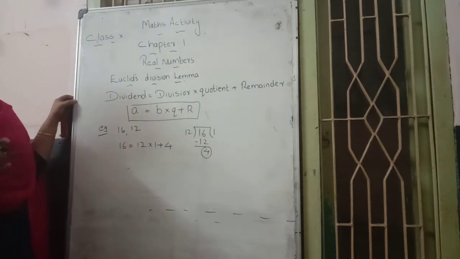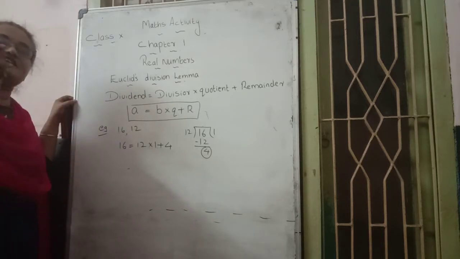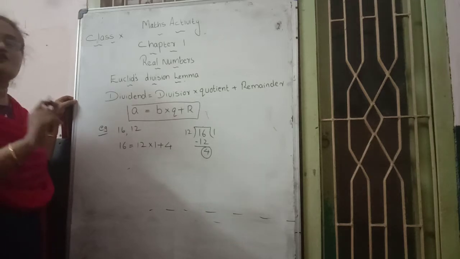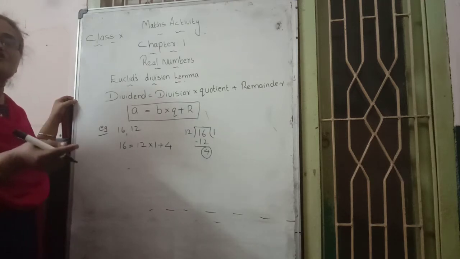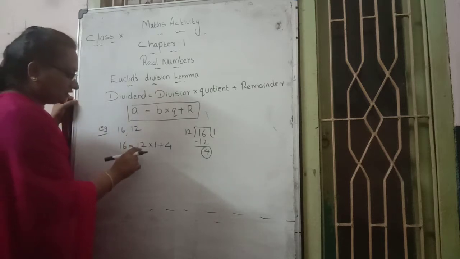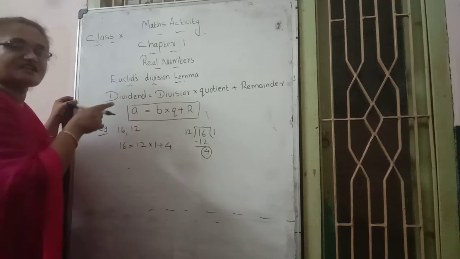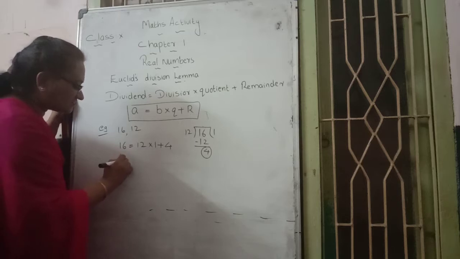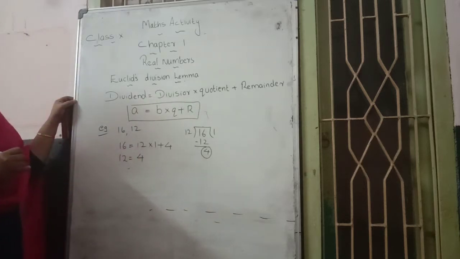So the quotient is 1 and the remainder is 4. Here we want to keep dividing until the remainder becomes 0. Here the remainder is 4, so we continue the procedure. In the second step, our divisor becomes the dividend and the remainder becomes the divisor. So 12 is the dividend and the remainder 4 is the divisor.